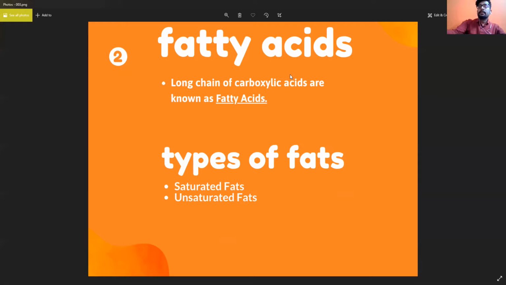Then types of fats. There are two types of fats, saturated fats and unsaturated fats. Saturated fat means what? Fats that don't have double bonds. Unsaturated fat means what? Fats that have double bonds, many bonds.